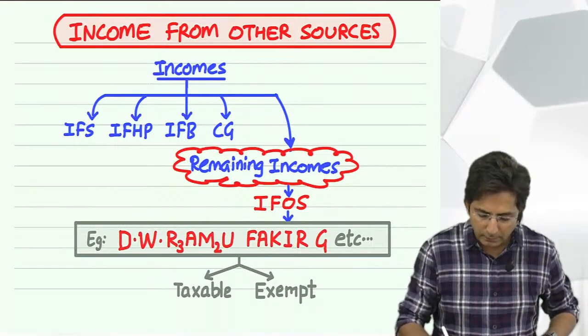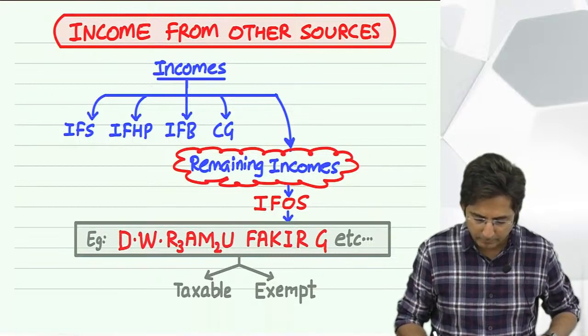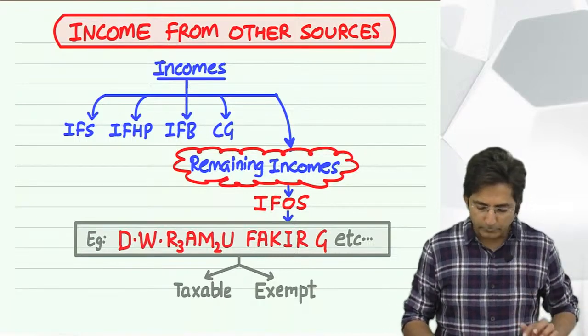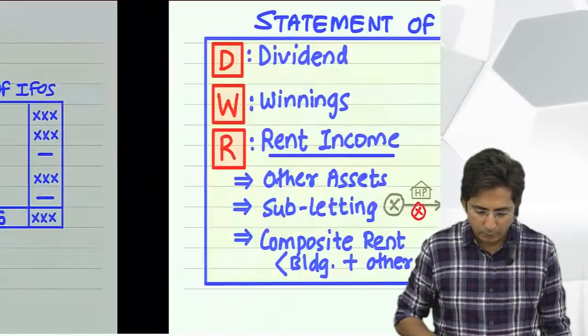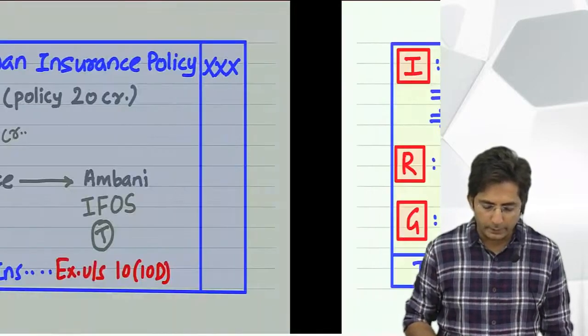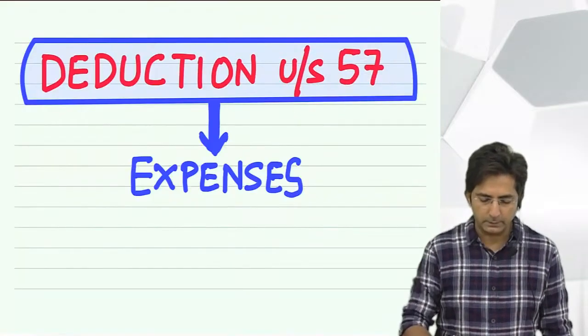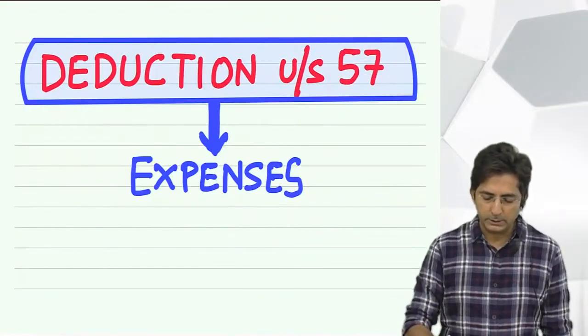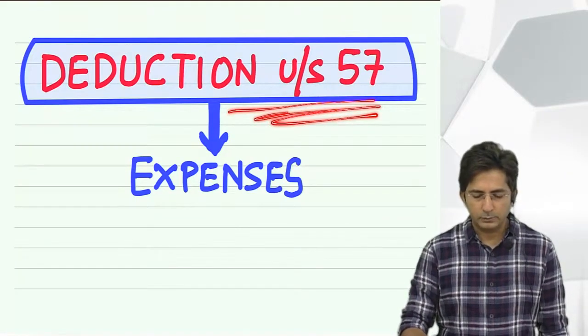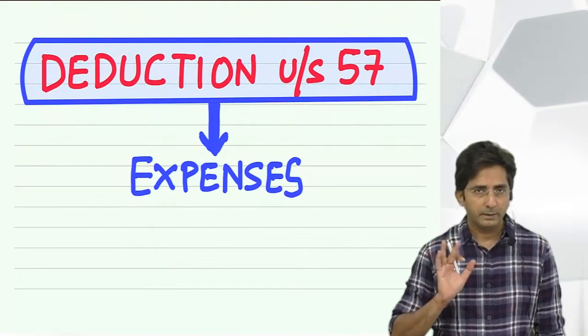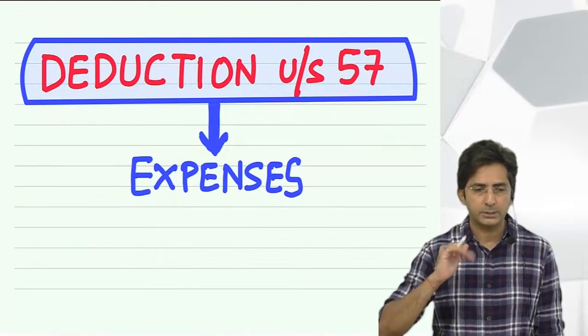And in this we still have to study the theory of the gift. Now, I am not starting gift theory right now. First, I will take you to another theory called deductions. See here, there is something called deduction under section 57. Every chapter, every head of income, you will find deduction.